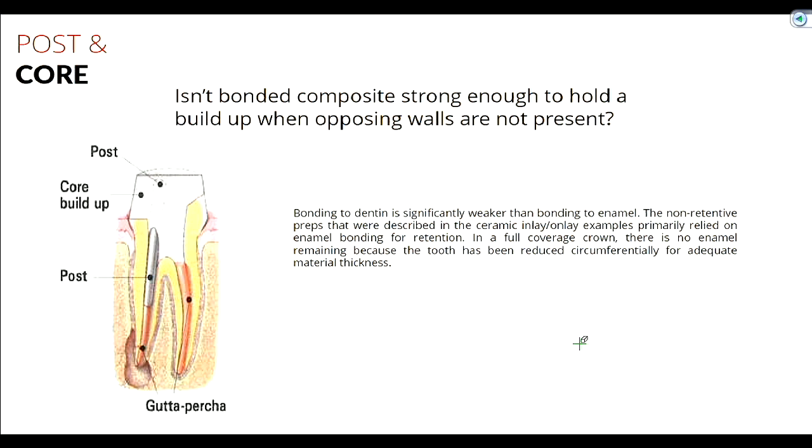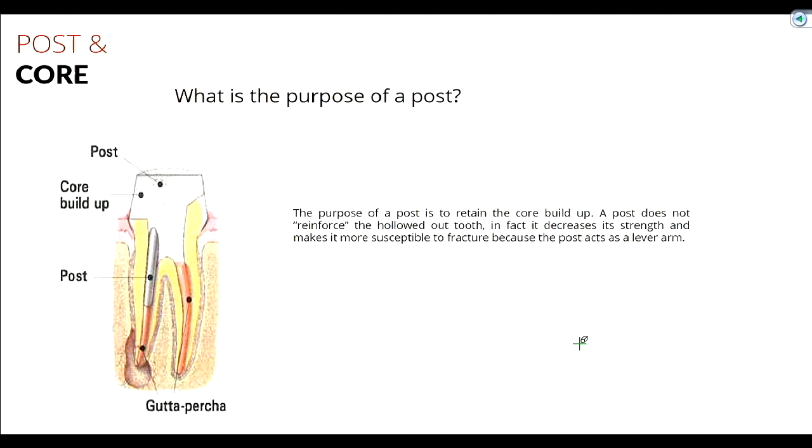So yeah, it's going to hold better than just amalgam, which is pure mechanical retention. But the fact that you're bonding to dentin, not enamel, kind of reduces the bond strength there, okay? All right, so the purpose of the posts is just to retain the core buildup.